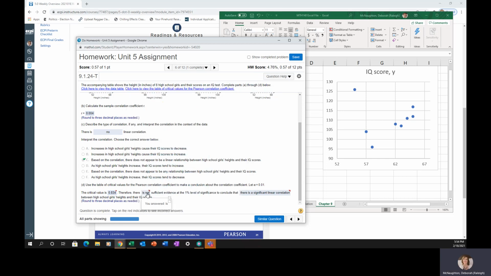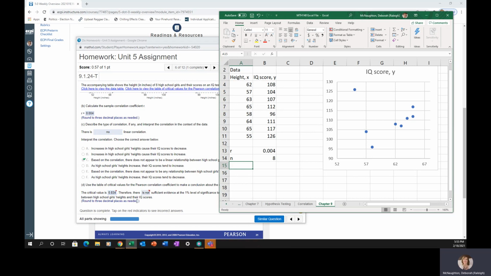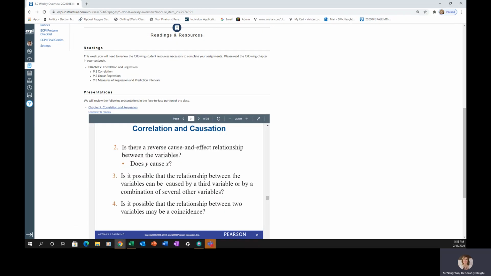And then this was supposed to be, there is not sufficient evidence of a significant linear correlation. Okay, I had that second part right. Sorry about that. Okay, so that's how we look it up. So we look up N, right? So you guys can work on numbers 1 through 6 in section 9.2.